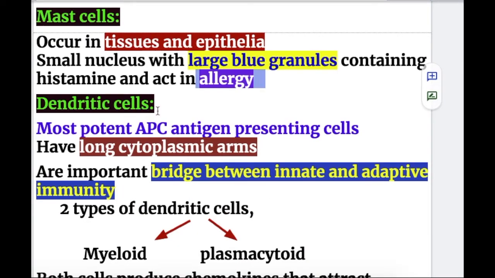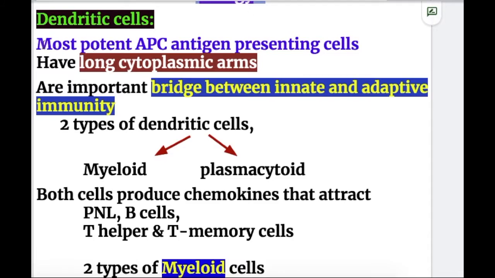Now, the dendritic cells. Dendritic cells are the most potent APC, antigen presenting cells. They have long cytoplasmic arms like a spider angioma. So cells with long cytoplasmic arms are the most potent antigen presenting cells.